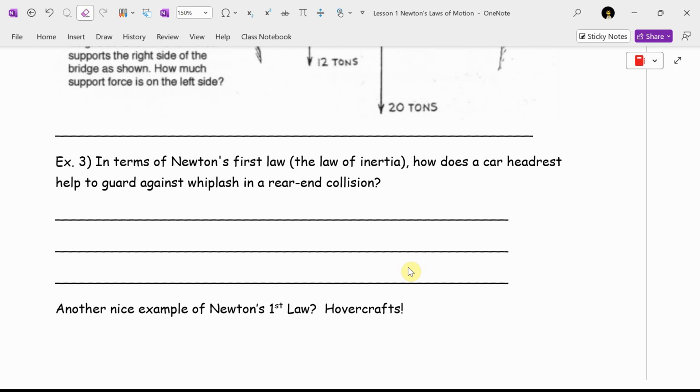If you come to a stop, your head is going to stay stopped, but the seat pushes on your body, pushing you forward. Your head stayed at rest. You'll feel like it snapped back, but actually your body snapped forward. And there's an easy prevention.